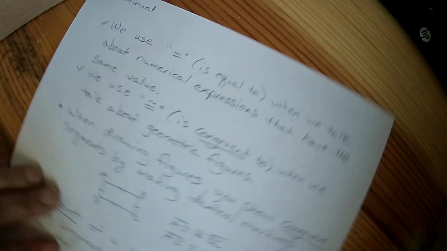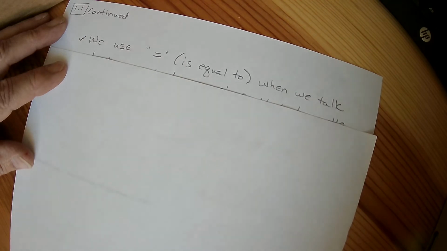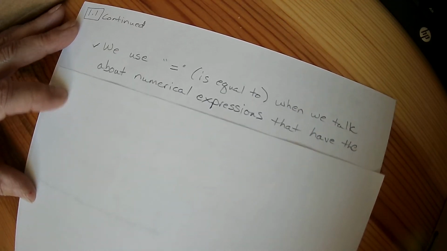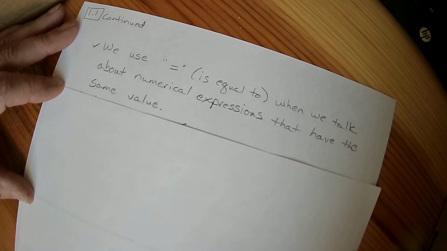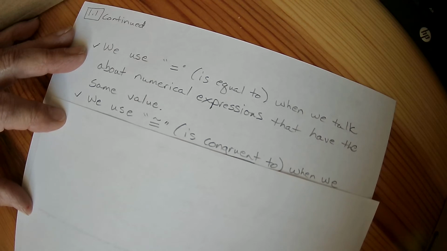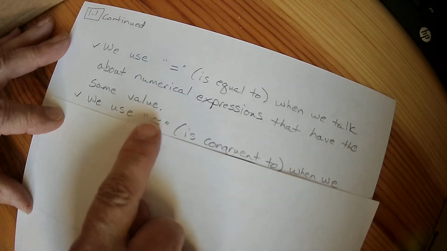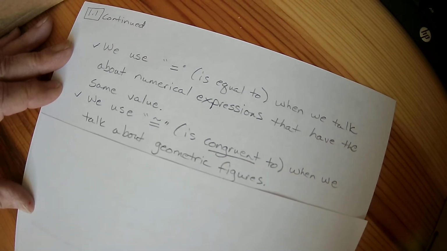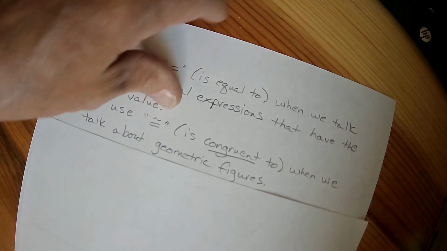Going on, we use the equal sign, as you know, when we talk about numerical expressions that have the same value. In geometry, we talk about congruency. So this symbol right here with the squiggly line and the equals sign underneath it means "is congruent to." We use that when we talk about geometric figures.